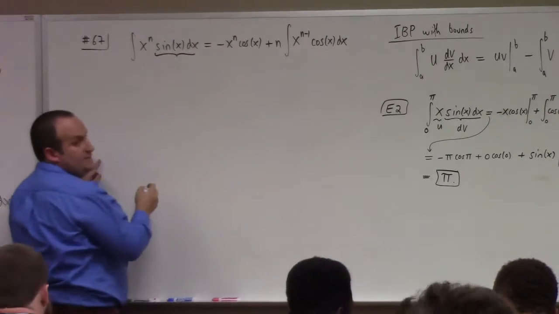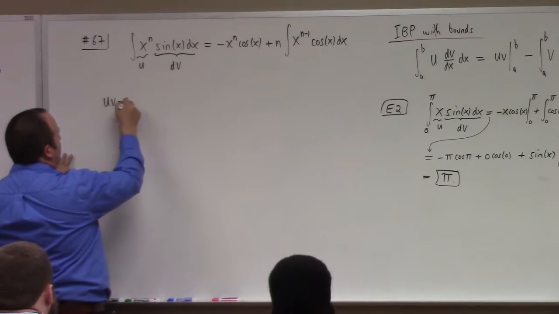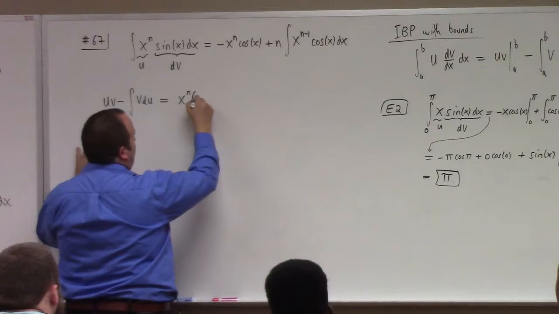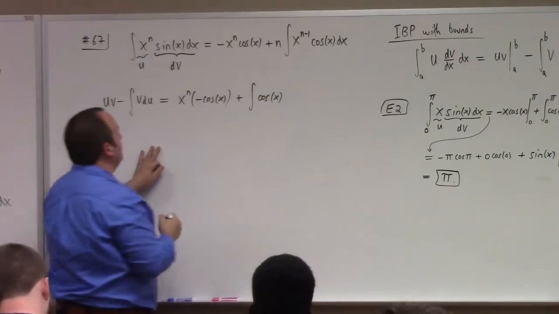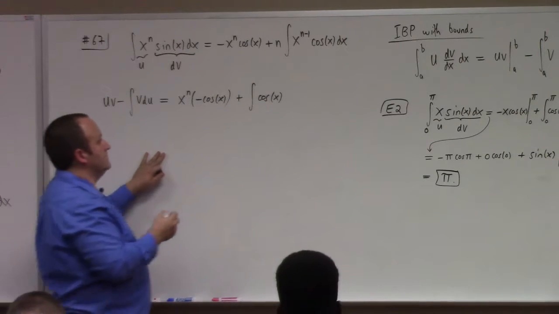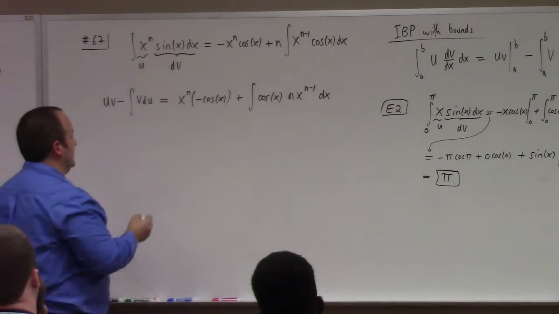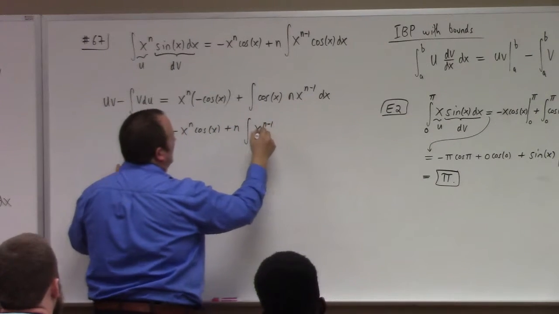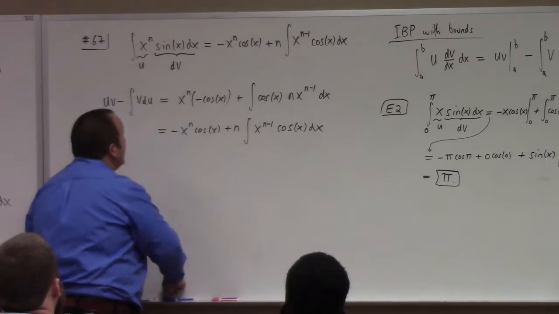If we let this be dv, and we let this be u, then uv minus the integral of v du is what? It's x to the n times the integral of sine x, as we've discussed ad nauseum today, minus cosine x, and then plus the integral of cosine x times du. My du is n x to the n minus 1 dx, right? And so, minus x to the n cosine x plus n times the integral of x to the n minus 1 cosine x dx. There you go. That's a formula for the integral of x to the n sine x.